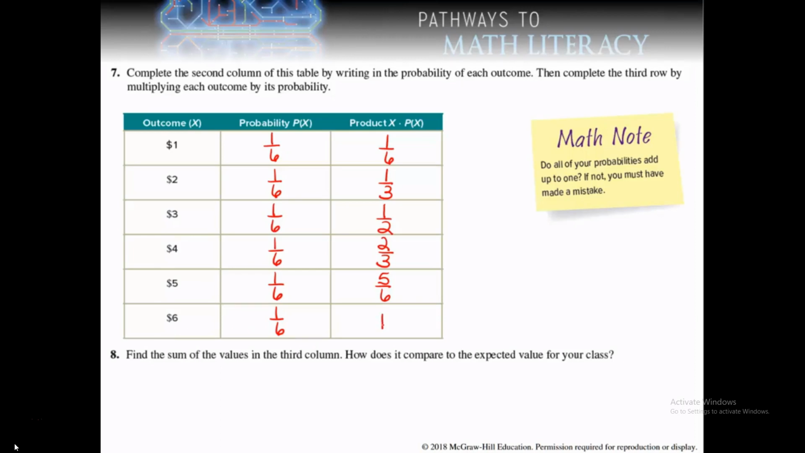And then in number 8, it says to find the sum of all of those values in that third column. So we're going to go ahead and add all of those up. And that comes out to $3.50. So that's the theoretical expected value, and that comes out very close to the expected value that we calculated when we actually tried it. We got $3.48. So our empirical expected value when we tried this came out very close to the theoretical expected value.